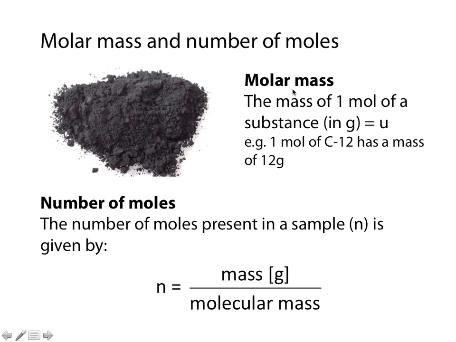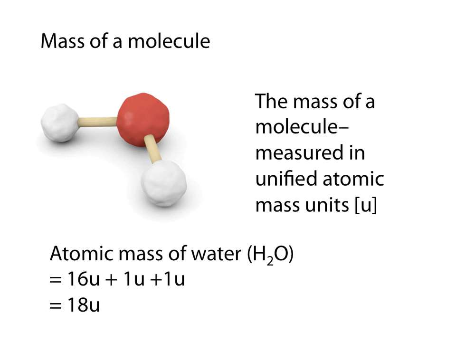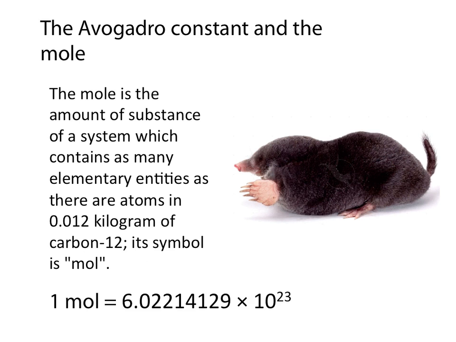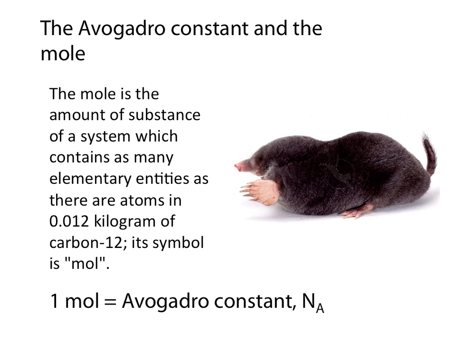So to repeat myself, molar mass, the mass of 1 mole of a substance in grams, equals its mass in u. So 1 mole of carbon-12 has a mass of 12 grams. 1 mole of, I think, helium has a mass of 4 grams. And changing that equation around, the number of moles present in a sample is given by the mass divided by the molecular mass. So previously we said that the molecular mass of water was 18, so twice 18 is 36. So if you had 36 grams of water, you'd have 2 moles of water molecules.